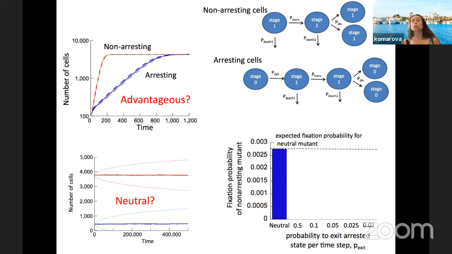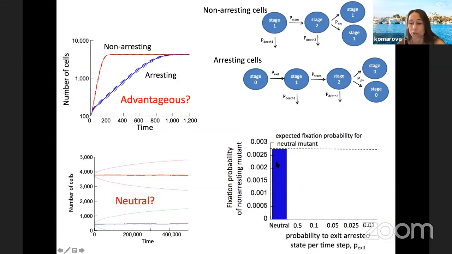And this has to do with fixation that I described earlier. So remember we said that if the probability for a given mutant to come to fixation is equal to its original frequency, then this mutant is neutral. Okay, if it's smaller than that, it's disadvantageous. If it's larger than that, it's advantageous. So let's check these non-arresting cells. Do they enjoy advantage? Do they come to fixation at a probability larger than predicted for the neutral theory?